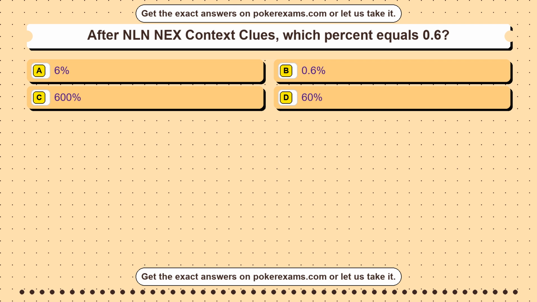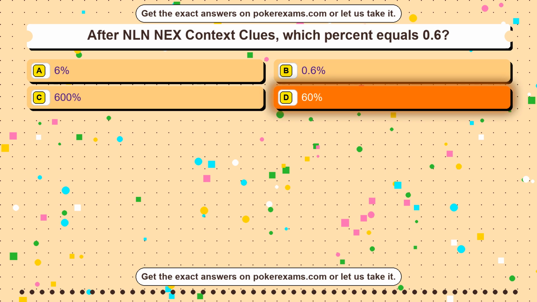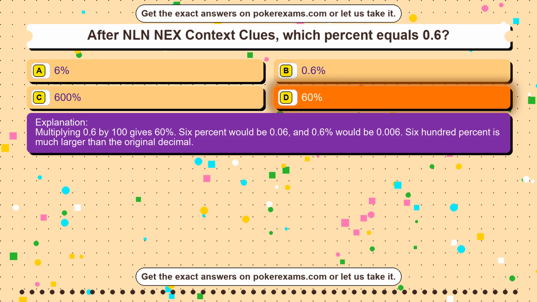Question 6. After NLN NEX Context Clues, which percent equals 0.6? Option A, 6%. Option B, 0.6%. Option C, 600%. Option D, 60%. The correct answer is option D. 60%. Multiplying 0.6 by 100 gives 60%. 6% would be 0.06, and 0.6% would be 0.006. 600% is much larger than the original decimal.